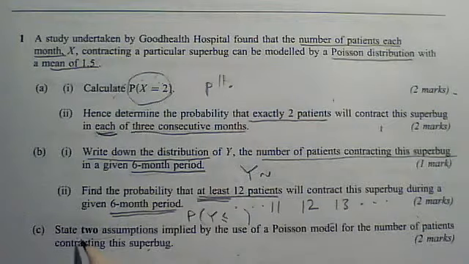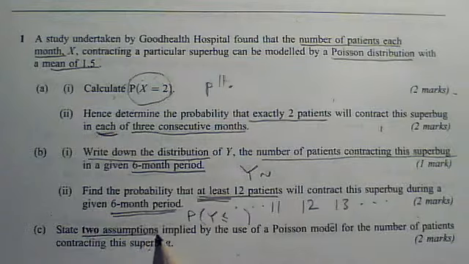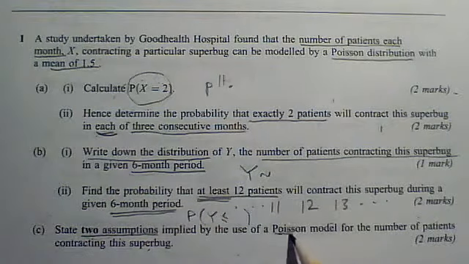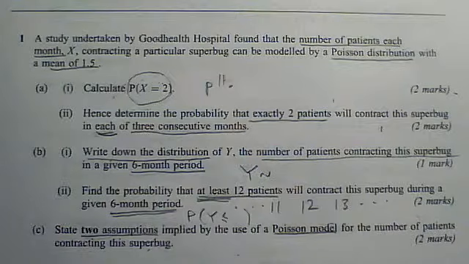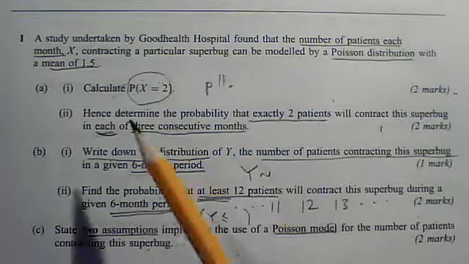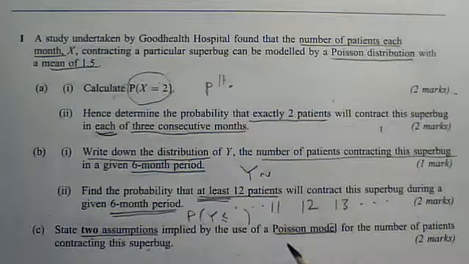In part C, we need 2 assumptions for a Poisson model. So on the front of your booklet for this chapter, you should have a clear statement of the conditions you need for a Poisson model to be appropriate. You need to pick out 2 key words or phrases from that are not stated in the question already, as things that you'd have to assume for that to be valid.